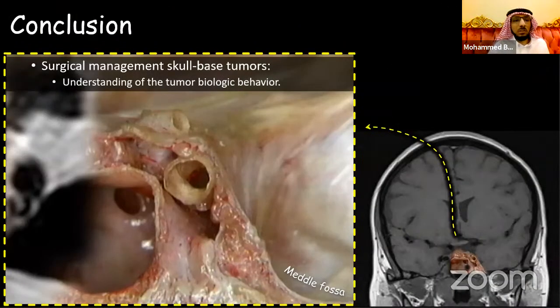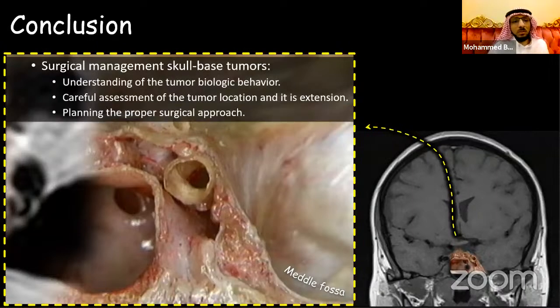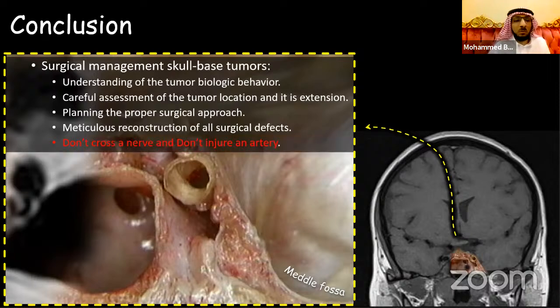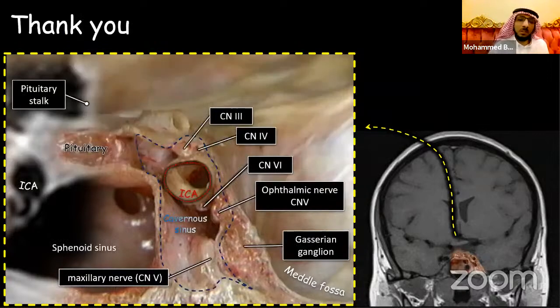Finally, before conclusion, the take-home message: surgical management of skull-base tumors requires a good understanding of the tumor biology and behavior, the location and the extension of the tumor, as well as planning the proper surgical approaches based on a good understanding of the local anatomy, and meticulous reconstruction. Most importantly, to avoid complications, do not cross a nerve or injure an artery. That will avoid complications. Work with collaboration and coordination with your other services and colleagues, like oculoplasty as well as ENT services. Thank you very much.